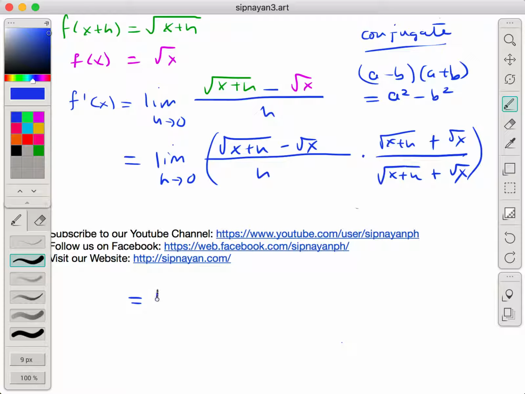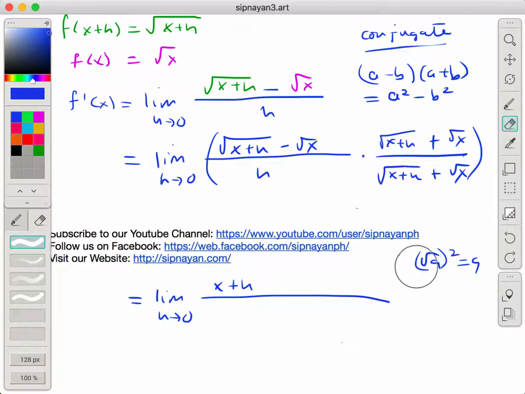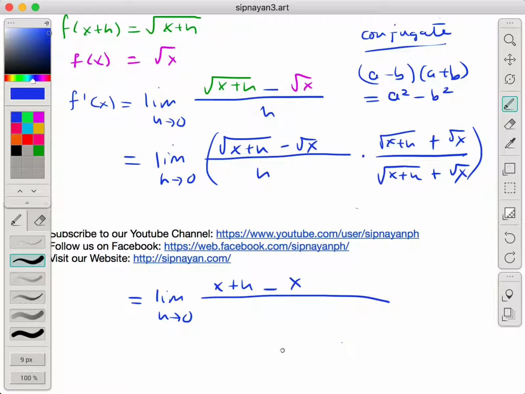So, square this. Squaring the first term, we have x plus h. Pag nag-square tayo ng radical, yung square root of a quantity squared, magiging a yan. Okay? So, magiging, and then minus, squaring the second term, we have also x, divided by, this is a multiplication of rational expressions. So you multiply the numerator and then you multiply the denominator. So h, ito wala tayong masisimplify dito, h times square root of x plus h, then plus square root of x. Okay.